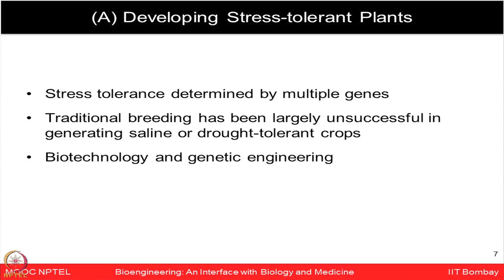Still, if those plants can live in this kind of environmental situation, then probably we can have more crop yield. So traditional breeding, which is commonly employed, has been largely unsuccessful in generating highly saline tolerant or drought tolerant crops. So can biotechnology and genetic engineering provide some solution to that?